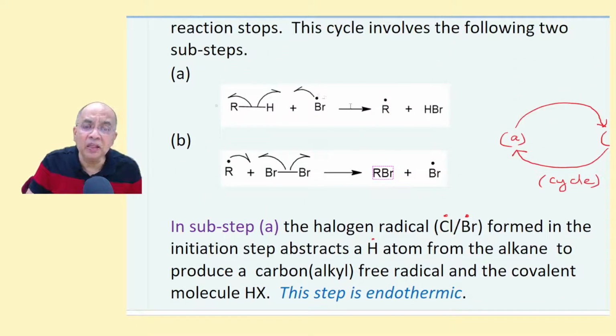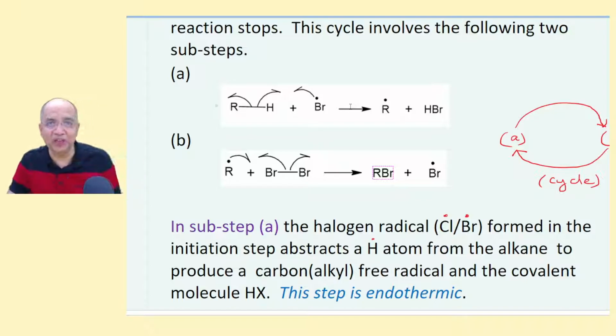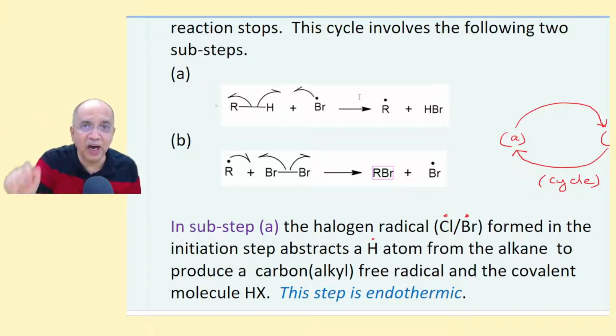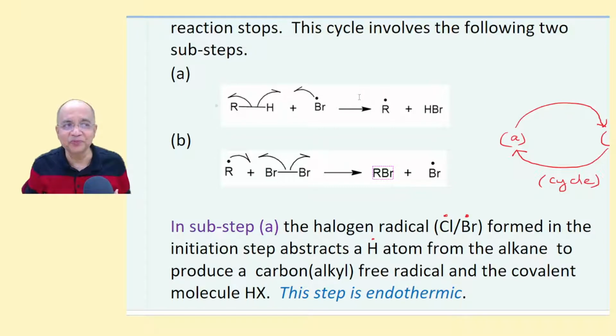Now you may ask a question to me at this stage. On your behalf, I am asking a question. What? Why does this R dot not combine with Br dot to produce directly the product RBr, and one H dot is set free?